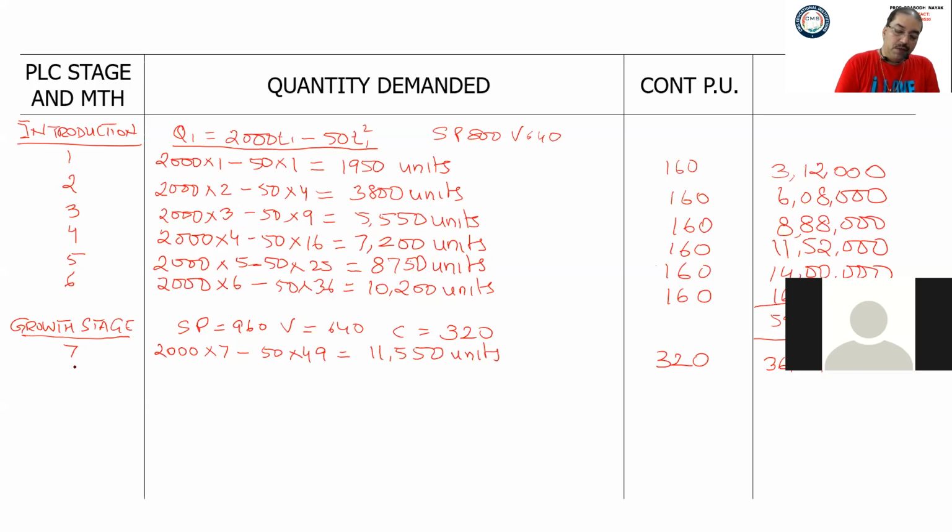Okay. Month number 7. No, sorry. Month number 8. 2000 into 8 minus 50 into 64 is equal to 12,800 units. Multiply by 320. 40 lakh 96,000.